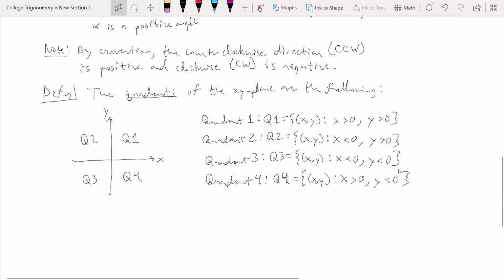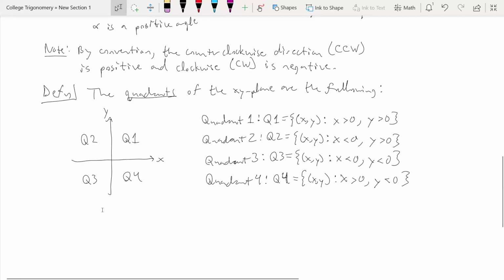Those curly braces just mean we're starting a collection of objects. Right after that first curly brace is the type of objects that we're holding, ordered pairs. And after the colon is a description of what x and y need to be in order for you to be in this collection. So that's the way that we read this: it's the set of all ordered pairs such that x is greater than 0 and y is greater than 0. Just in case you see that kind of notation in your homework or something.